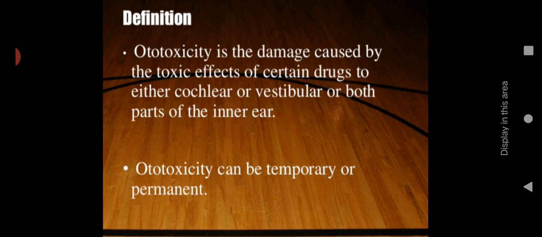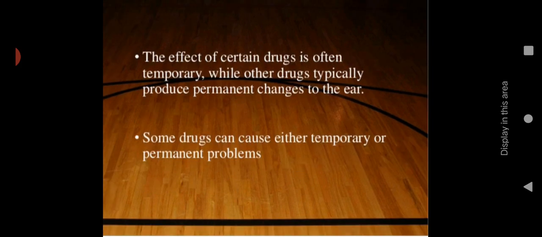It can be temporary or permanent. Sometimes this ototoxicity will be temporary and sometimes it is permanent. Once the effect of the drug is minimized or eliminated from the body, some of the signs or symptoms will reduce, or the person will be relieved from the hearing problem or balance problem. At other times it will be a permanent problem. The effect of certain drugs is often temporary, while other drugs typically produce permanent changes to the ear. Some drugs can cause either temporary or permanent problems.